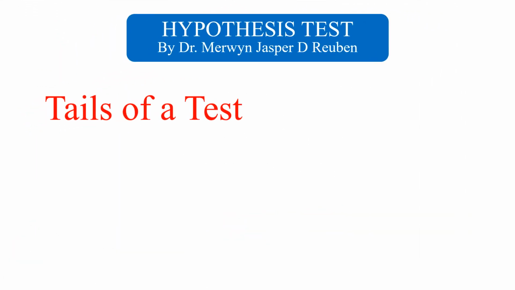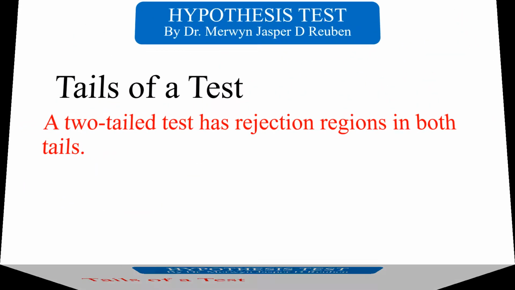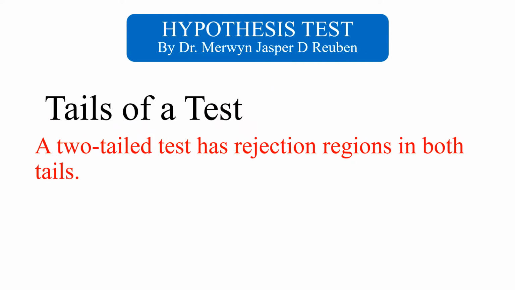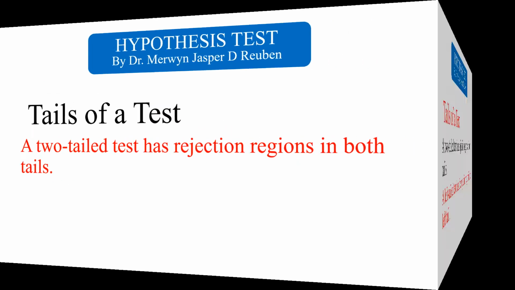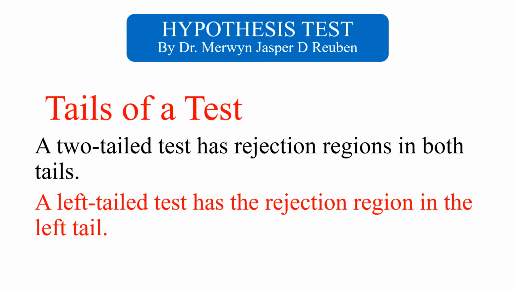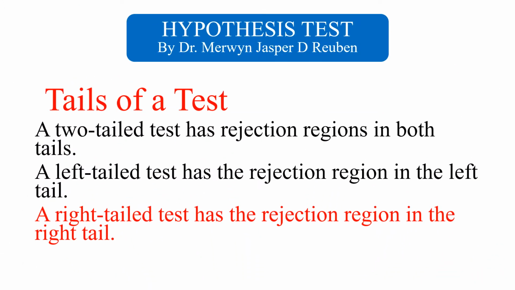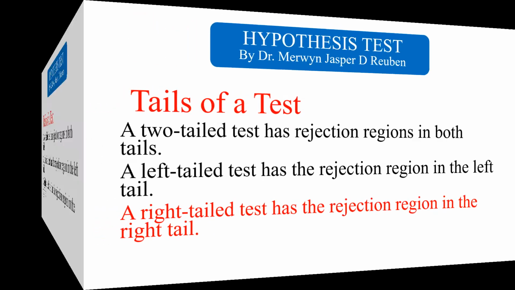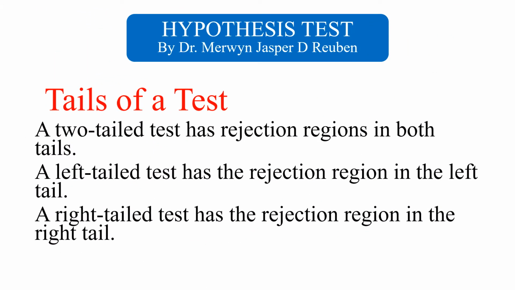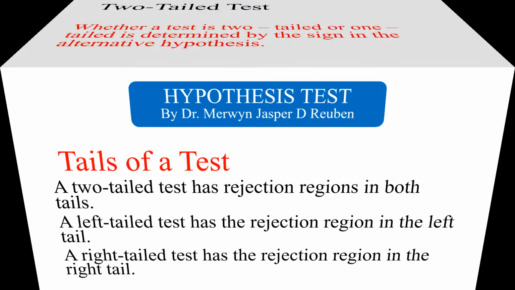The next one is tails of a test. A two-tailed test has rejection regions in both the tails. A left-tailed test has the rejection region in the left tail. A right-tailed test has the rejection region in the right tail. So, based on the tails of a test, there are three types of tests. A two-tailed test, a left-tailed test, and a right-tailed test.